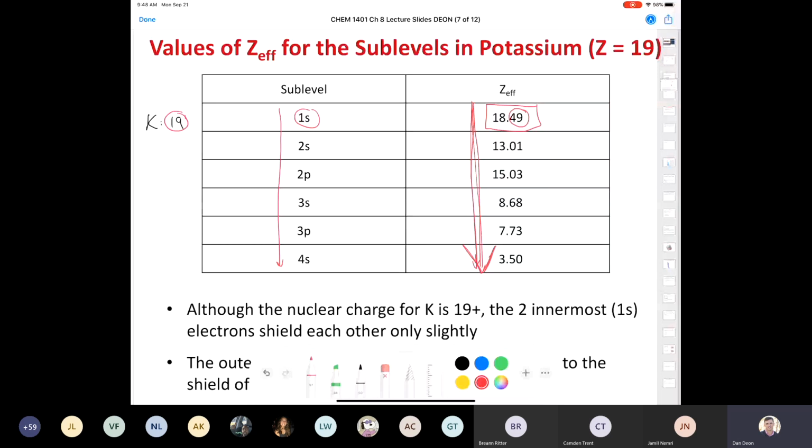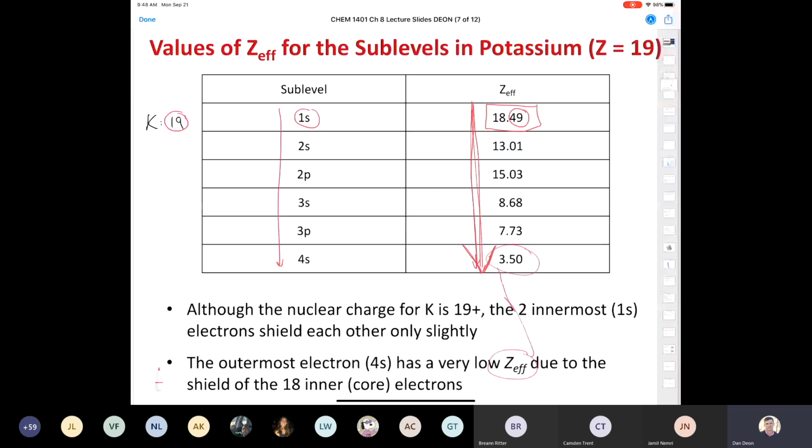It says here the outermost electron, the 4s, has a very low effective nuclear charge. It's only 3.5, and it's due to the shield of 18 inner electrons. And if you're wondering where those 18 inner electrons come from, we're going to get there in a few seconds. But what you really need to know is that inner electrons are going to block, or shield, outer electrons from that nuclear charge. All right, let's keep going here.